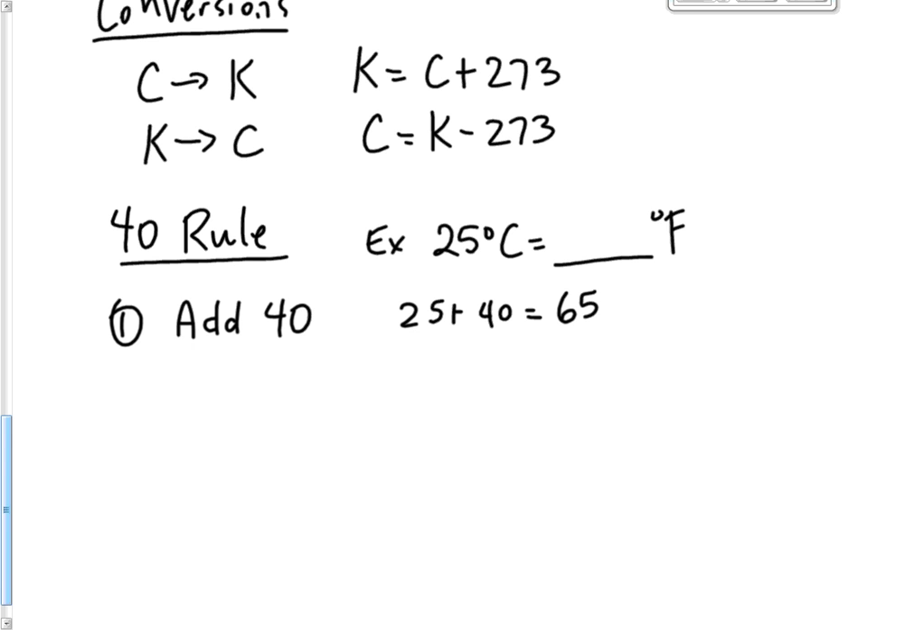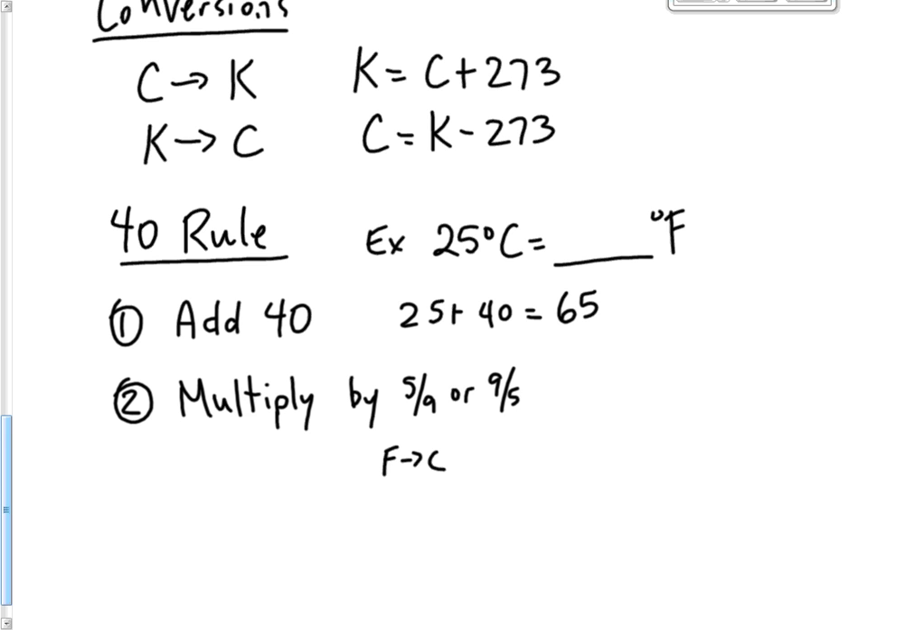The second thing we're going to do is multiply, by either 9/5 or 5/9. If you are going from Fahrenheit to Celsius, you're going to use 5/9. And if you're going from Celsius to Fahrenheit, you're going to use 9/5. So we're going to multiply 65, because we're going from Celsius to Fahrenheit, by 9/5, and we're going to get 117. So 65 times 9/5 equals 117.